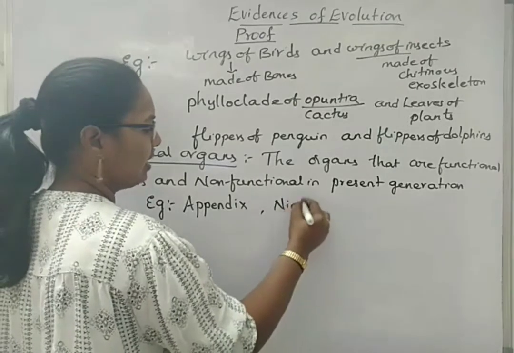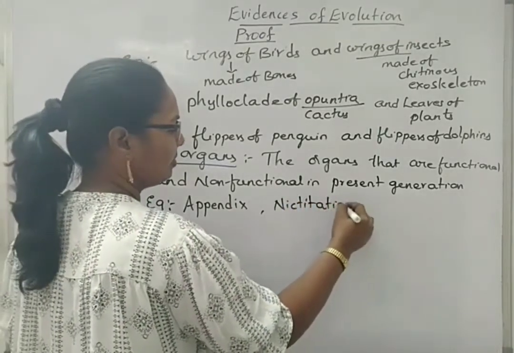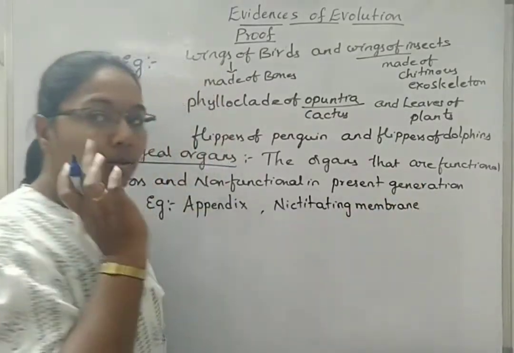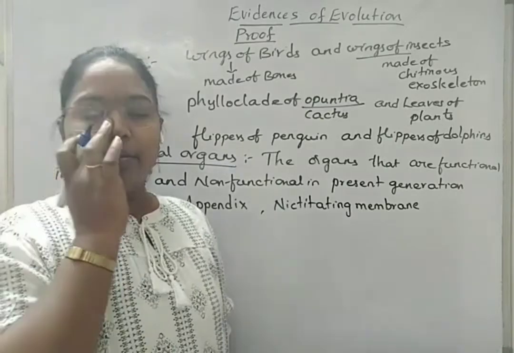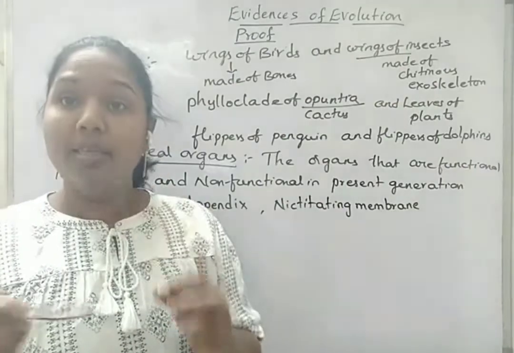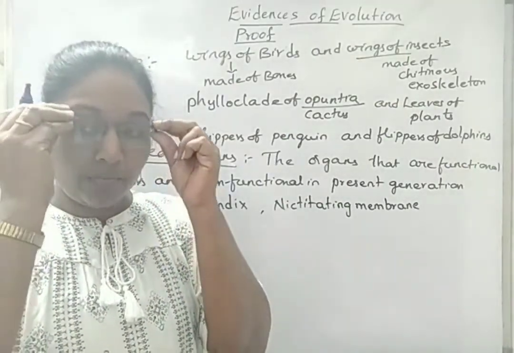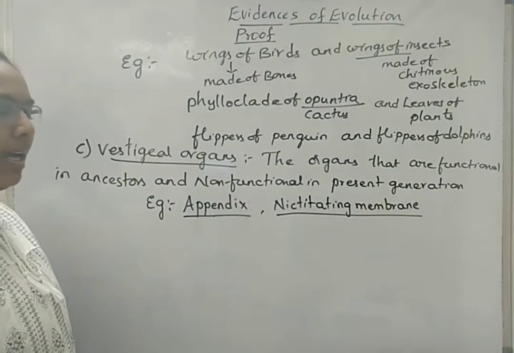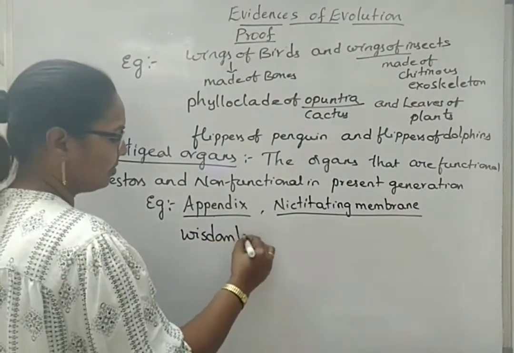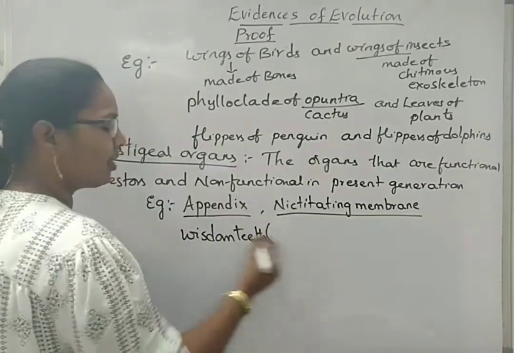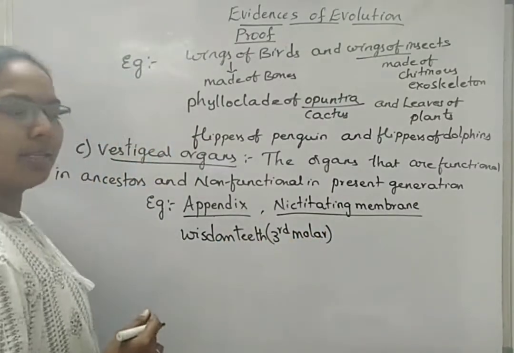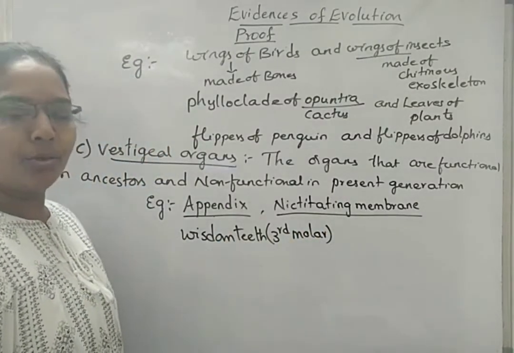Next, nictitating membrane. So here at the eye starting point, we will be having one bulged-like structure that is called as nictitating membrane, which is present inside the eye. Another example is wisdom teeth. This is also considered as third molar, which develops after 18 years of age in human beings.